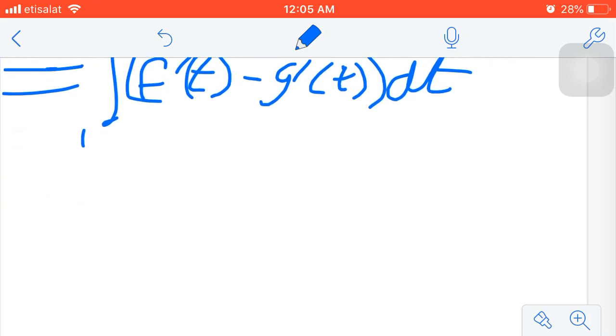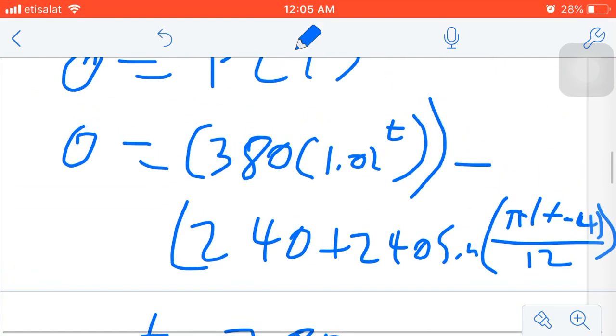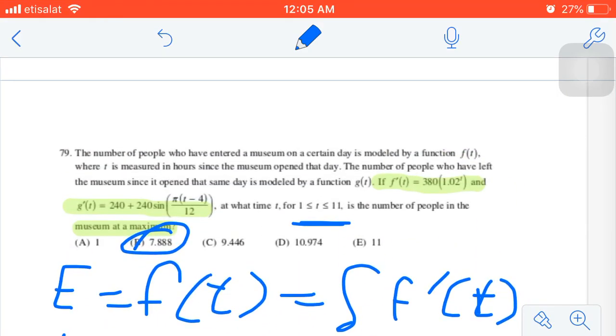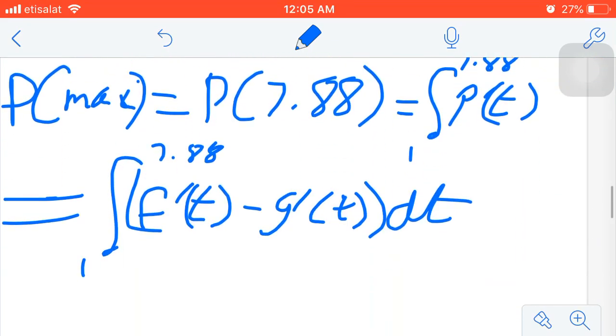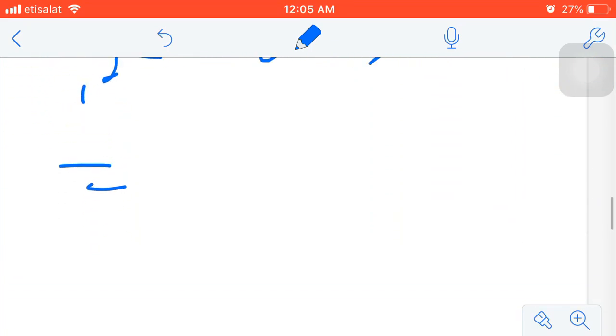So this is the integration of this, which basically leads to, and if you solve for that, you get that the maximum amount of people will be 1040.